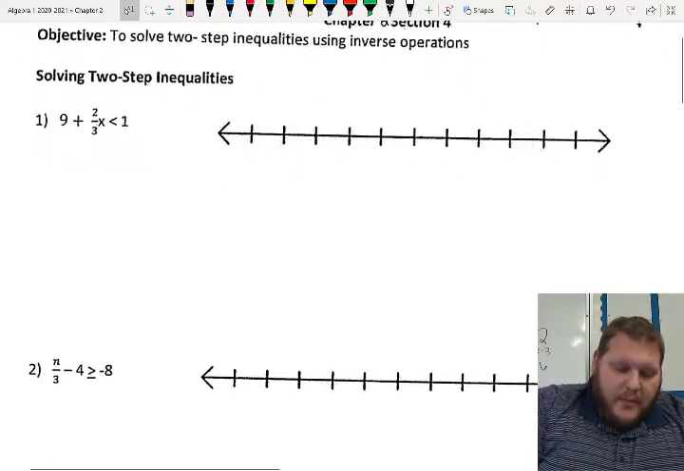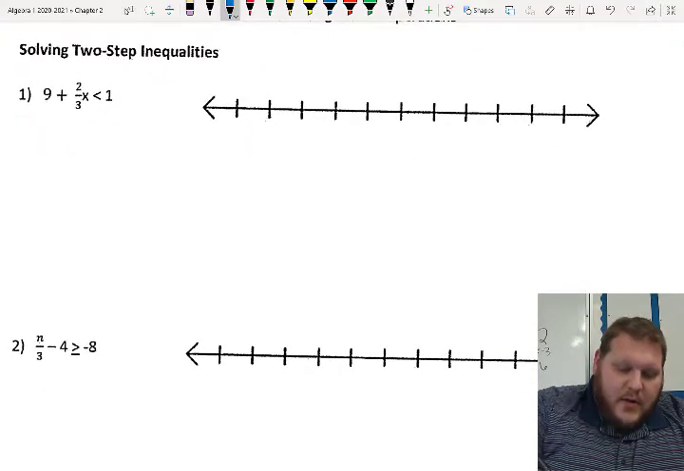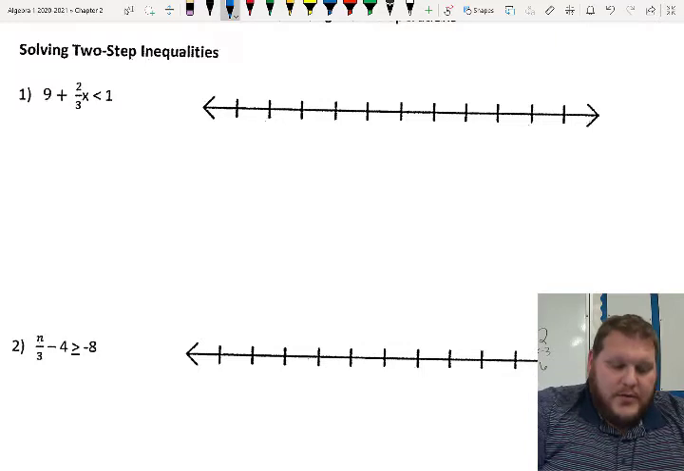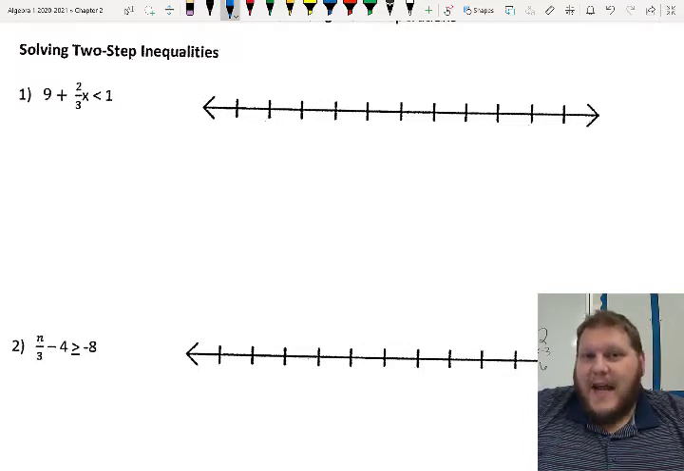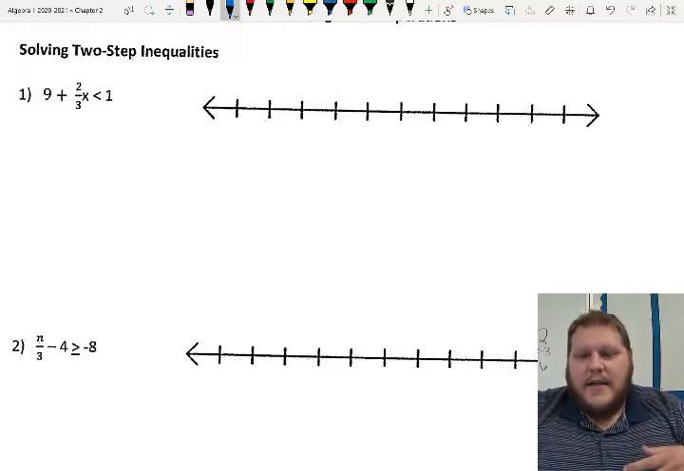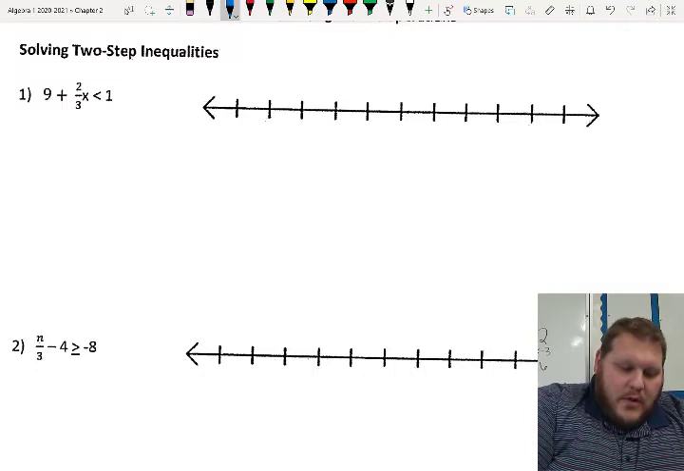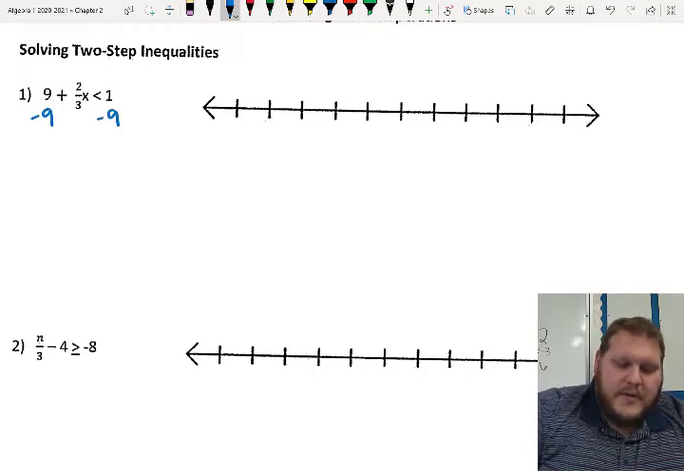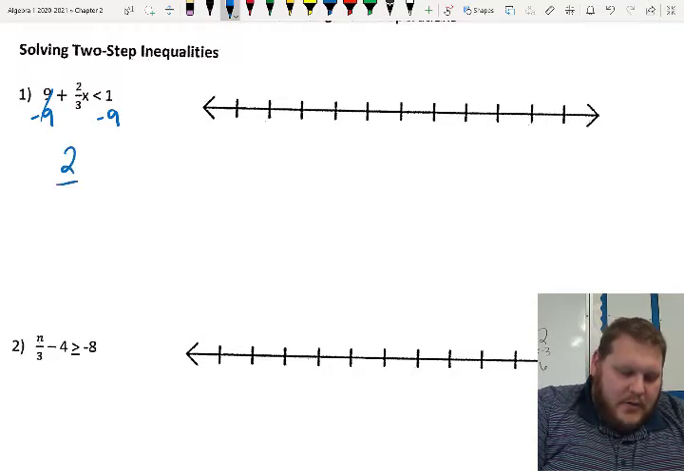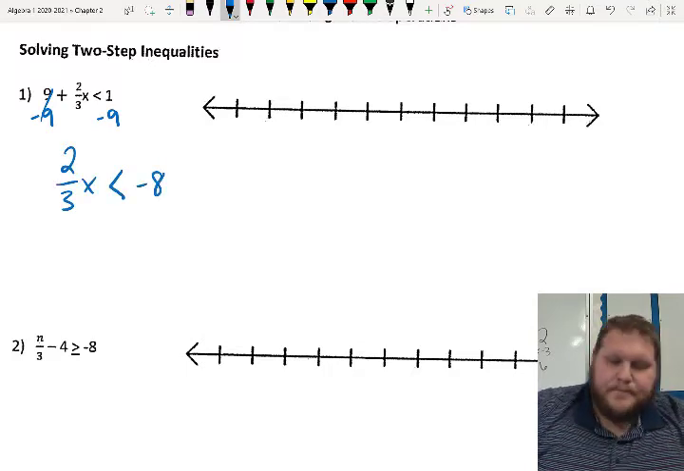When we have problems like these where we're asked to solve our inequality and then graph them, you just have to follow the same order of operation rules that we followed back in chapter 1. So anything that has your variable attached to it, I want to keep on the side of my inequality and move anything that doesn't have that attached to it onto the other side. So here I'm going to start with number 1 by subtracting 9 from both sides because that doesn't have x attached to it. That leaves me with 2/3 x is less than -8.